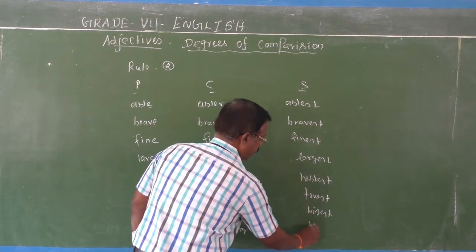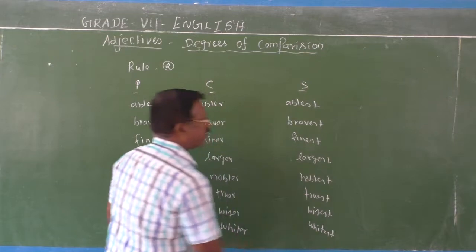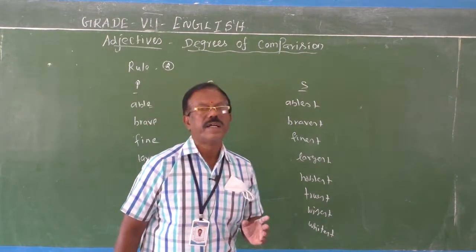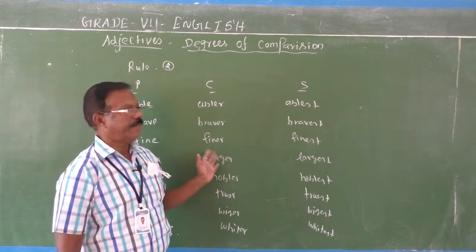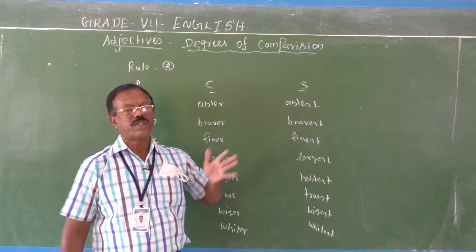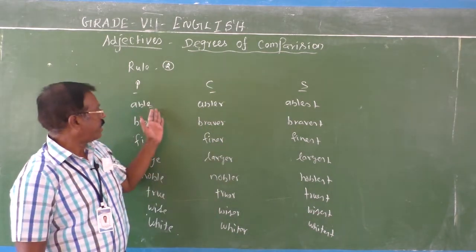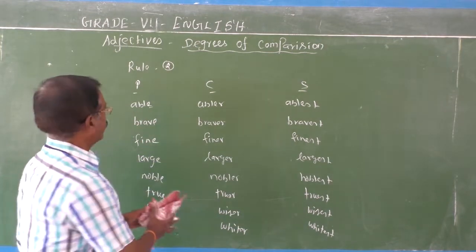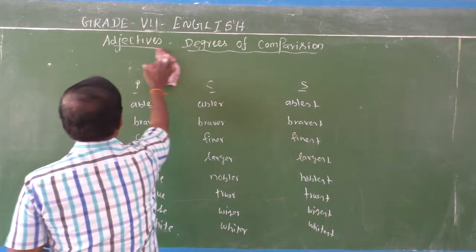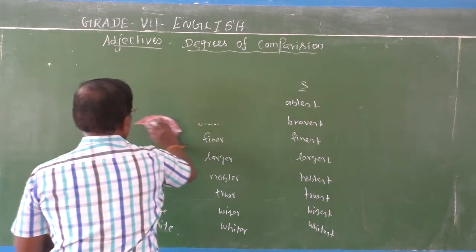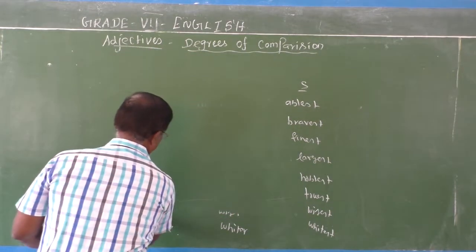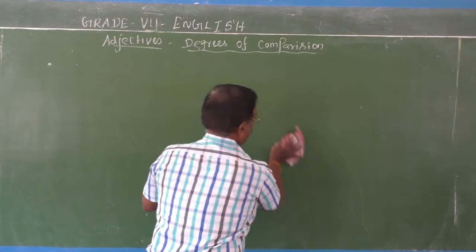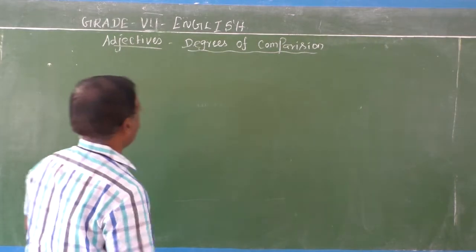Okay, in this way, comparative forms of adjectives are formed by adding R to the base form and ST to the base form when adjectives end in E. That is the second rule. Then let me explain the third rule of adjectives. In the third rule, how comparative forms are formed and how superlatives are formed from the base form of adjectives. Let me explain rule 3.